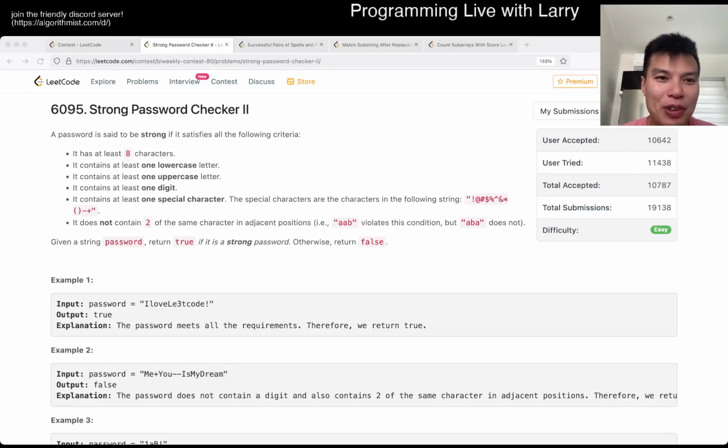This is Q1 of the bi-weekly contest 80, Strong Password Checker. This one is as standard as it goes. You just have to check whether the password contains all these rules. Of course, it's way easy to mess this up, so you just have to be careful and slow down.